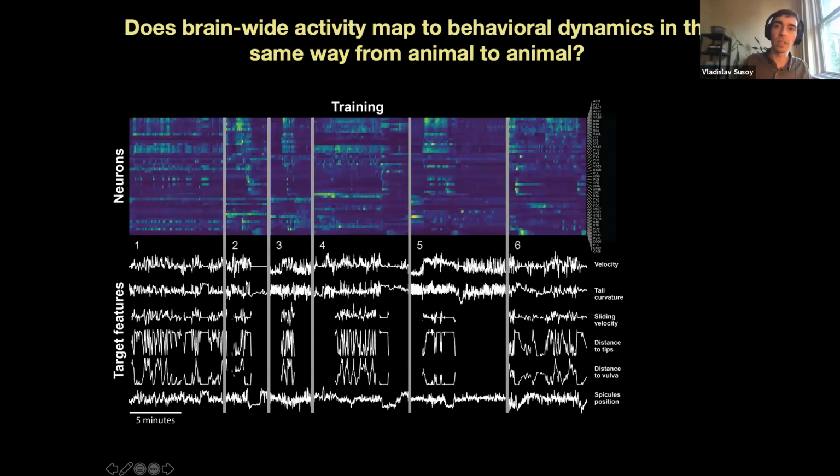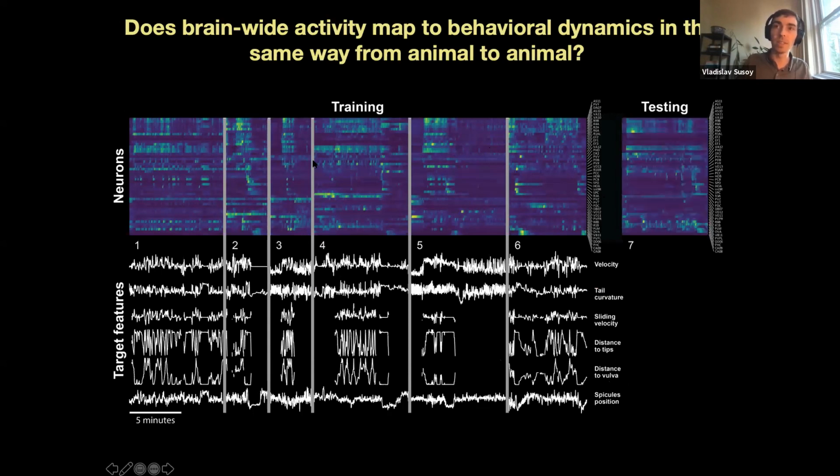First of all, we want to know if the brain operates in the same way between different animals. Since we have the neuron names for every neuron in every recording, we can address this question by building a computational model, a linear model, to try and decode, predict the behavioral features such as velocity, tail curvature, distance of the tail to the hermaphroditic tips, and so on, from the neural activity.